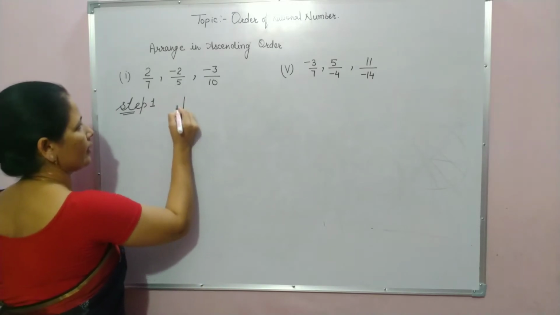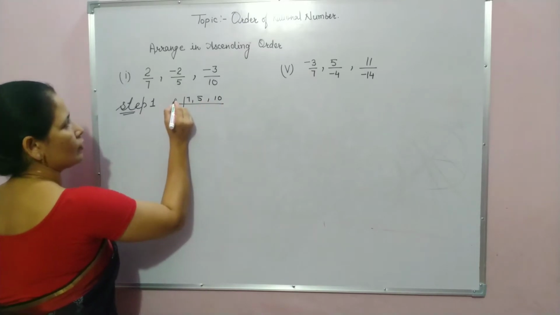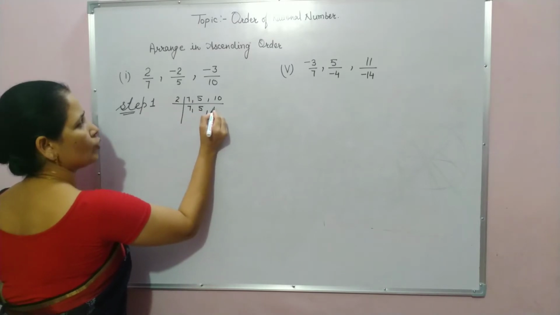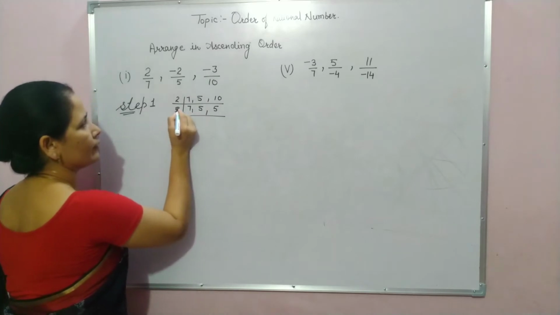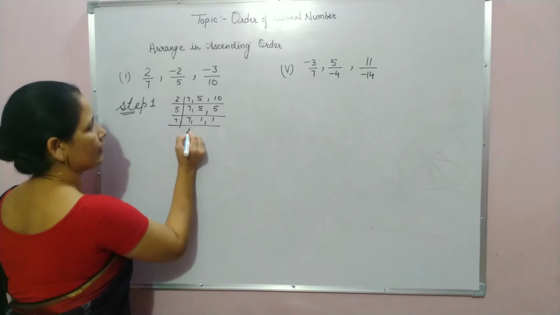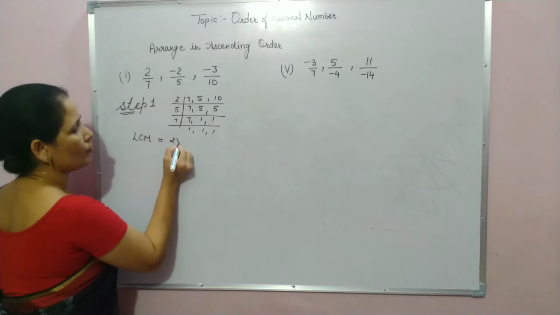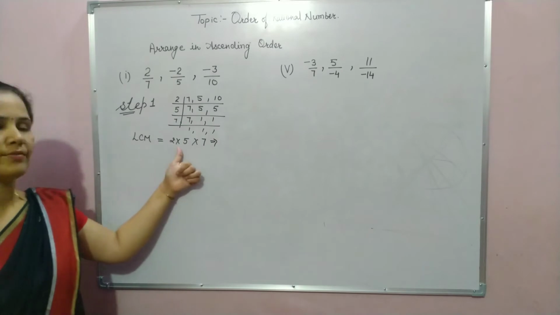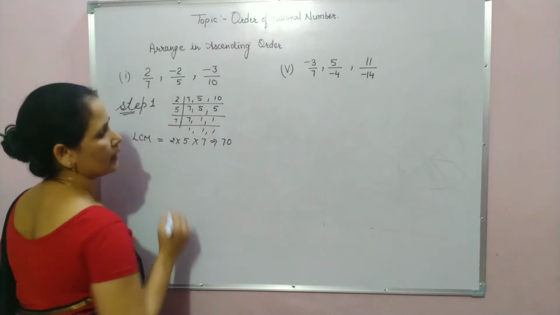The denominators are 7, 5 and 10. So first try with 2. 7, 5, 2 fives are 10. Then after that 5, 5 and 5, 5 and 5. And the last 7. Now the LCM is 2 multiply 5 multiply 7. 2 fives are 10 and 10 sevens are 70. LCM is 70. Okay friends.